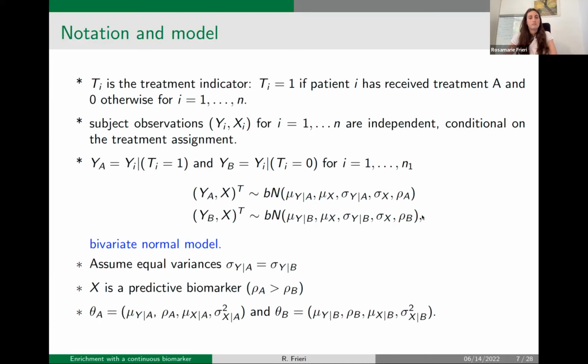We assume equal variances for the first part, and then that X is a predictive biomarker, so that rho_A is greater than rho_B. We denote by theta_A and theta_B the vectors of model parameters associated with group A and group B.